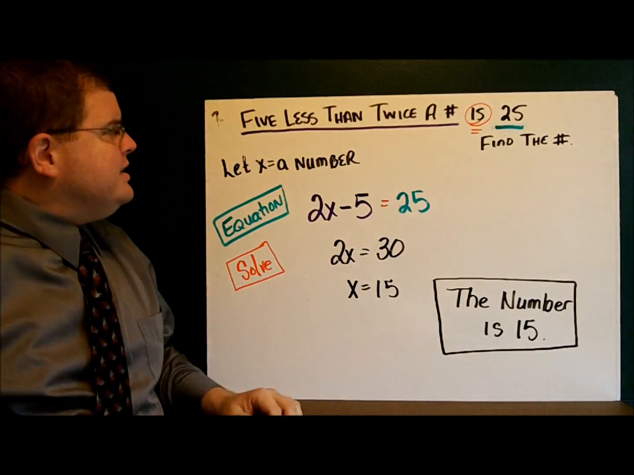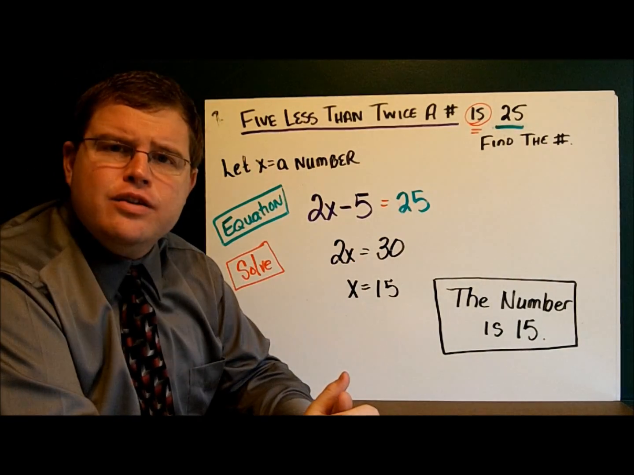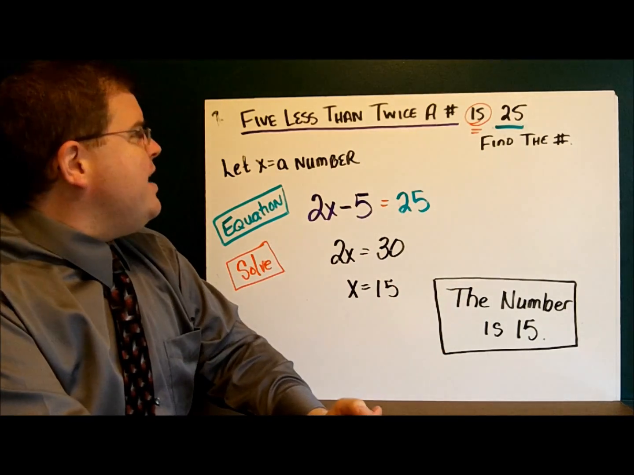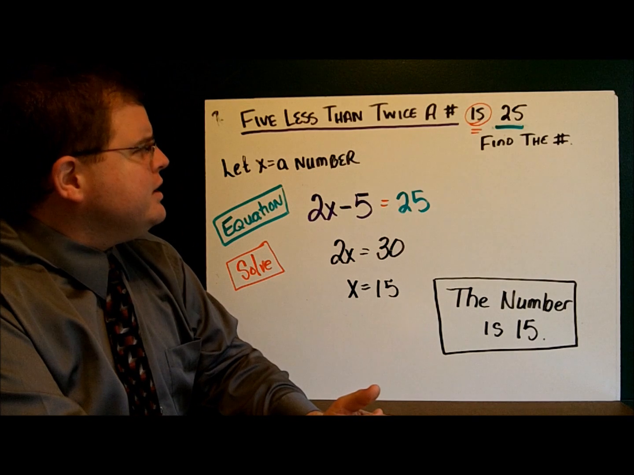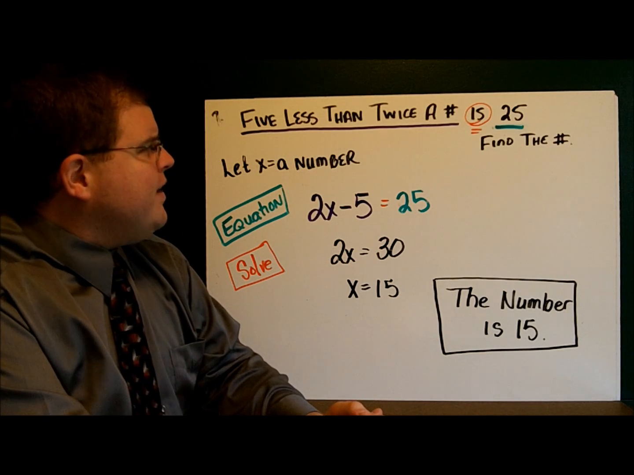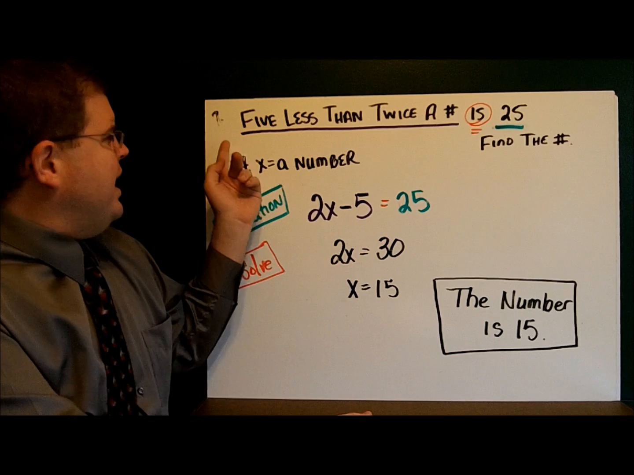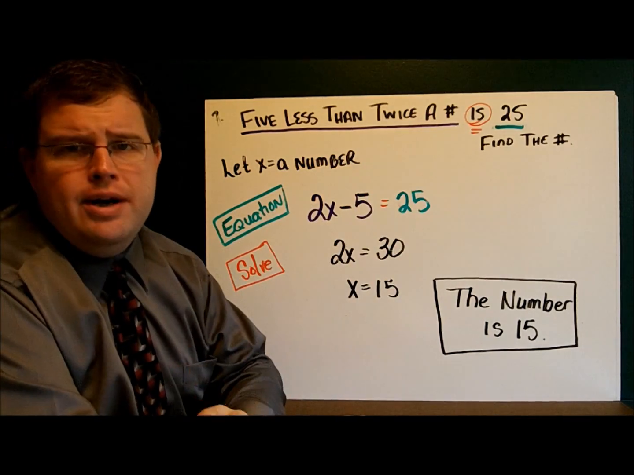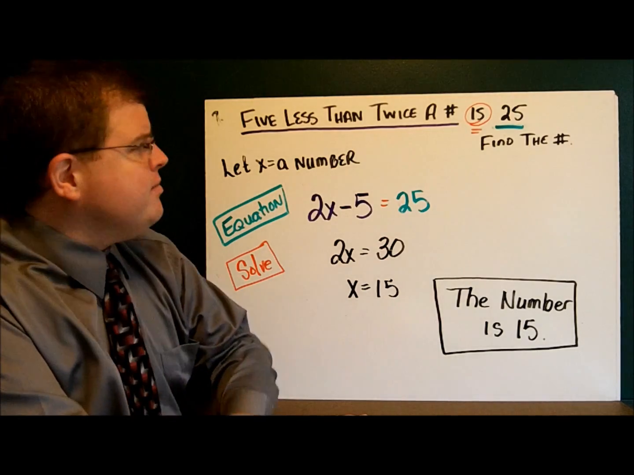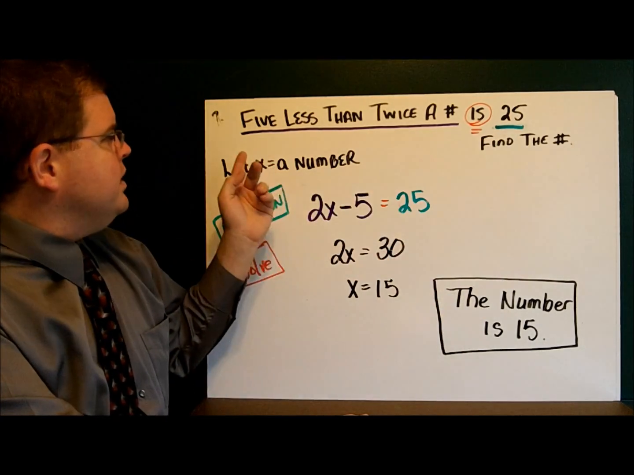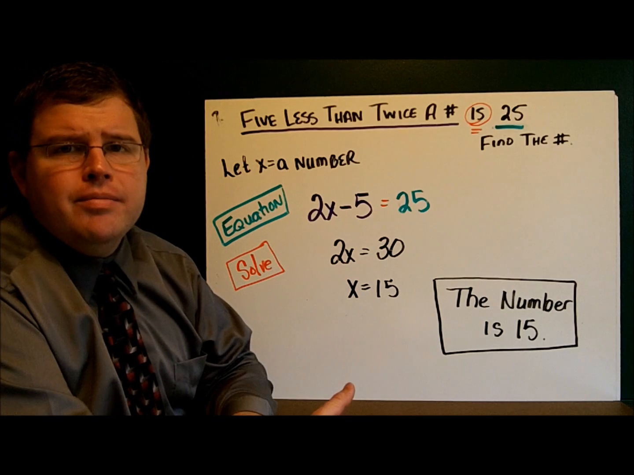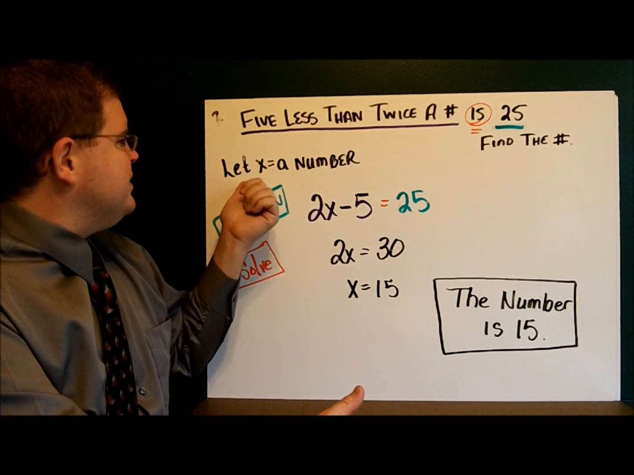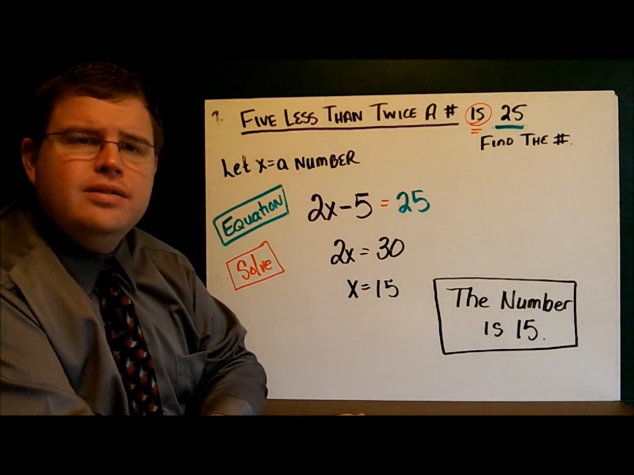Example 7 says 5 less than twice a number is 25. Okay, so 5 less than twice a number, so that'll be the first part. 5 less than twice a number is, the word is means equals, remember that, 25. And I want to find the number. So the missing number is going to be x. So x represents a number.